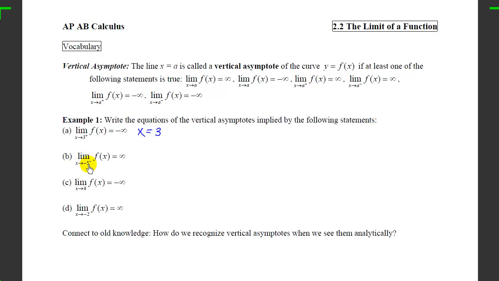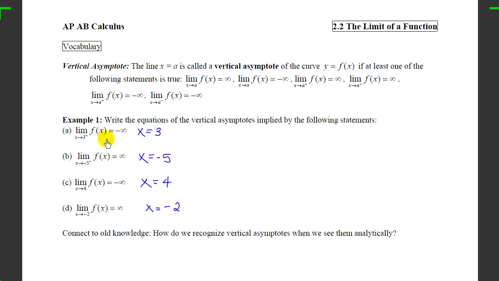Here, as x approaches negative 5, the y coordinates are becoming unbounded. So that means x equals negative 5 is a vertical asymptote. Here, as x approaches 4, again, the y coordinates are becoming unbounded. So x equals 4 is a vertical asymptote. And as x approaches negative 2, the y coordinates are getting very large. So x equals negative 2 is a vertical asymptote.